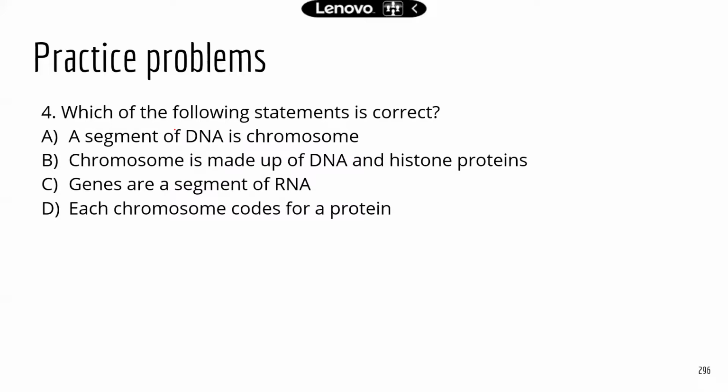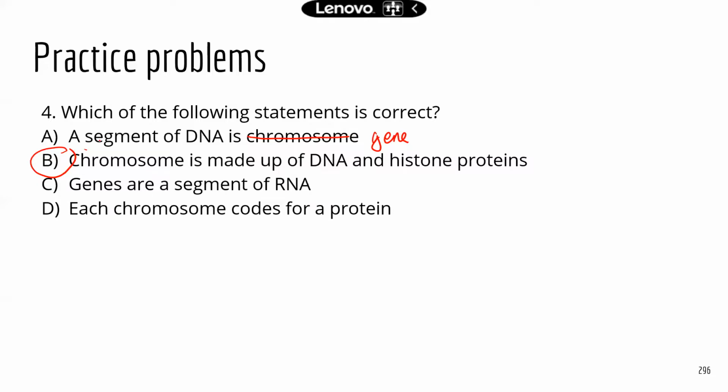Now let's look at these options one by one. A, a segment of DNA is chromosome. Now that's not right, right? Chromosome is made up of DNA and histone proteins. So chromosome is a much bigger structure than DNA. Or the correct statement should be a segment of DNA that codes for a protein or RNA is a gene. B, chromosome is made up of DNA and histone proteins. That's the correct statement. C, genes are a segment of RNA.